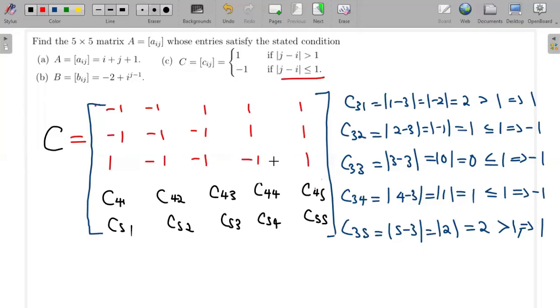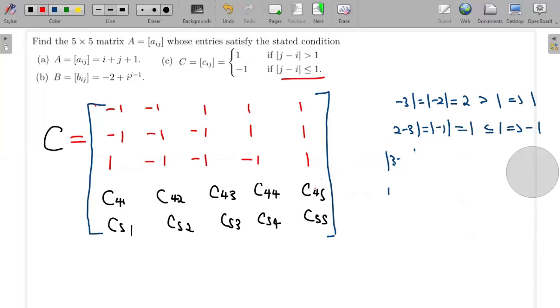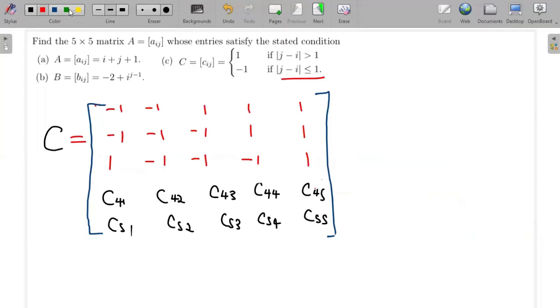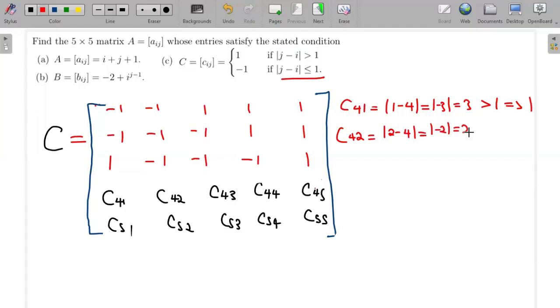Let's look at now the fourth row. So we erase this. The fourth row, we have C41 equals 1 minus 4, which gives the modulus of minus 3, which will just be 3. So 3 is greater than 1, so the answer there is 1. C42 equals the modulus of 2 minus 4, which is the modulus of minus 2, which will just be 2. So this is greater than 1. The answer there is 1.